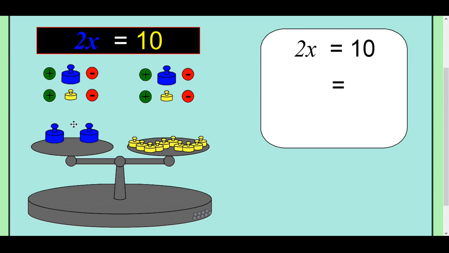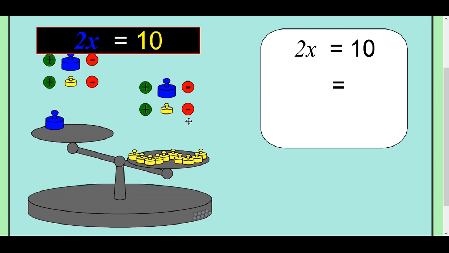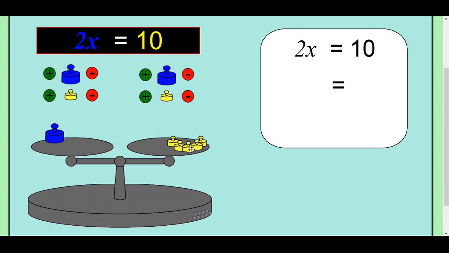So in order to get down to 1x, I need to split this into 2. But if I'm splitting that into 2, I've got to do the same to the other side. So if I'm halving the blue bits to get down to one blue bit, I've got to halve the yellow bits to get my answer. So let's halve the blue bits. And let's halve the yellow bits. I get down to my answer. So my answer is x equals 5.